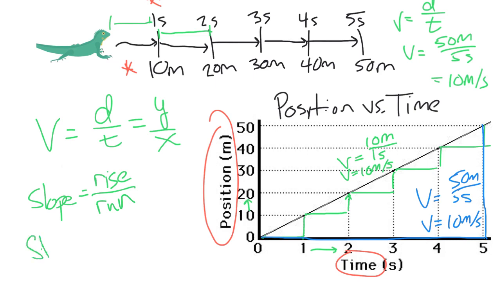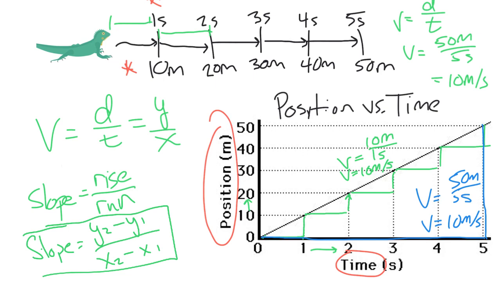And our slope of a line, the equation for this, is y2 minus y1, the change in our y, divided by x2 minus x1, the change in our x. And so if we look at this from our graph point, we can see that for this first interval, I'll go red, the change in our x was 1 second, and the change in our y was 10 meters. So our slope equals 10 meters divided by 1 second, which makes our velocity 10 meters per second.